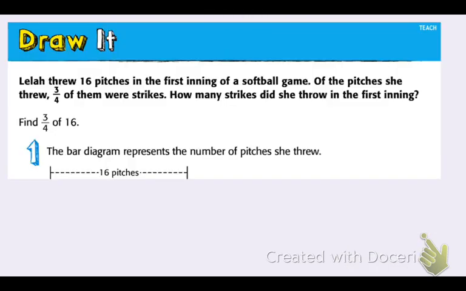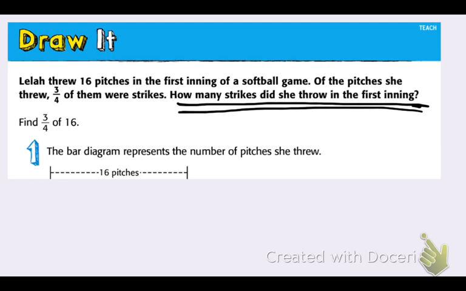All right, we're going to draw it. Layla threw 16 pitches in the first inning of a softball game. Of the pitches she threw, 3/4 of them were strikes. How many strikes did she throw in the first inning? Well, right away I notice there's that question mark. Right, we have to answer it. We have to have a response. We're trying to figure out how many strikes she threw in that first inning.